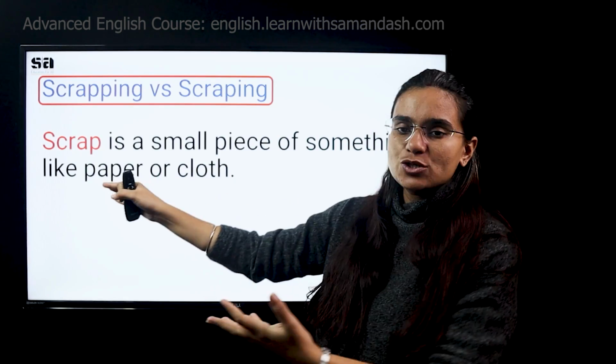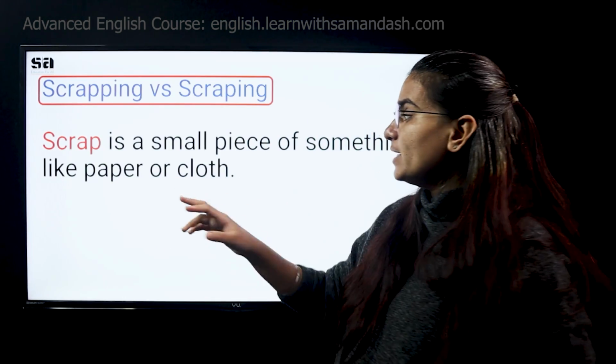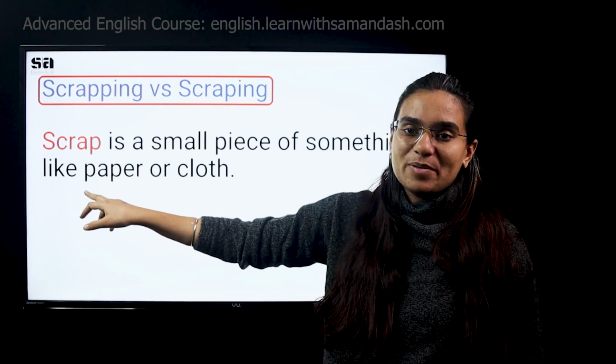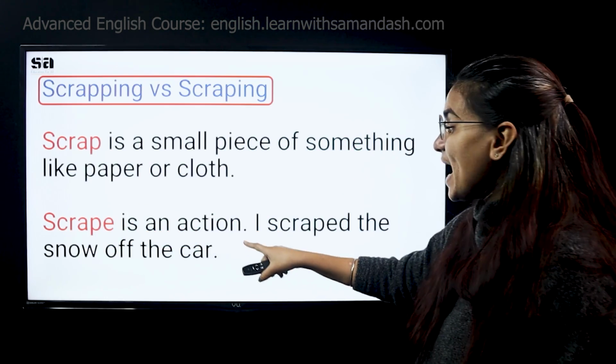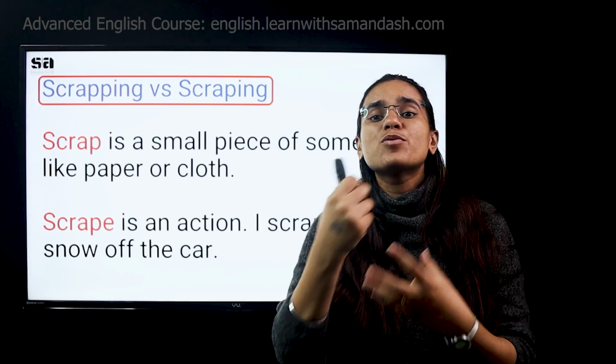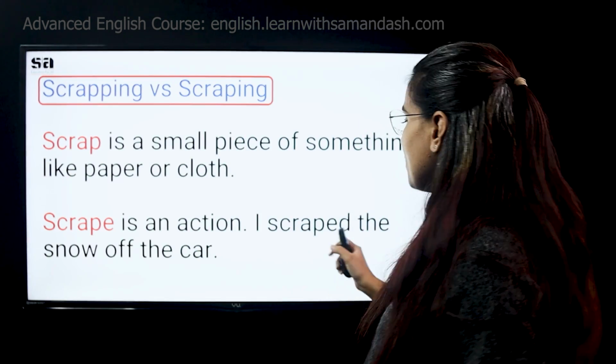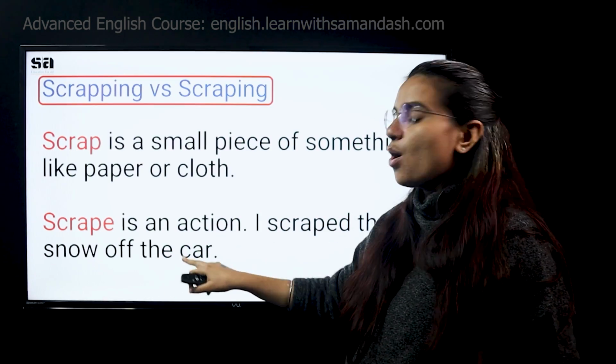You might be using an actual paper and you made some cuttings into it. The remaining part is called scrap. Okay, and the next word we have is scrape. Scrape is an action that means you have to do a process of certain types. For example, I scraped the snow off the car.